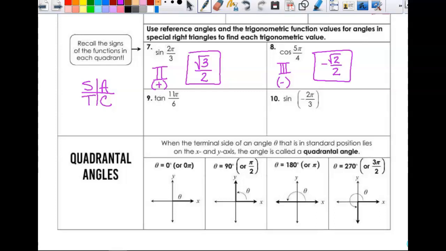11 pi sixths. What quadrant is that? Fourth. All right. And in the fourth quadrant, is tangent positive or negative? Negative. All right. So then what is the tangent of just pi sixths? Square root of 3 over 3. So that means my answer is negative square root of 3 over 3.